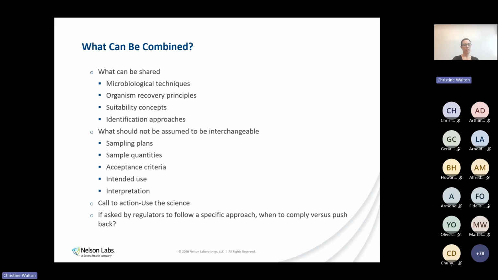So a question we get all the time, and what we see quite a bit, is, hey, I have a regulator that asked me to follow a specific pathway. So I have a terminally sterilized material that they want me to run a specified microorganism recovery for E. coli. That might be totally valid because that's something we want to make sure isn't present in our material. So know when to push back.